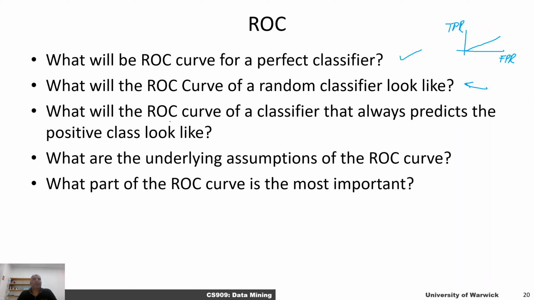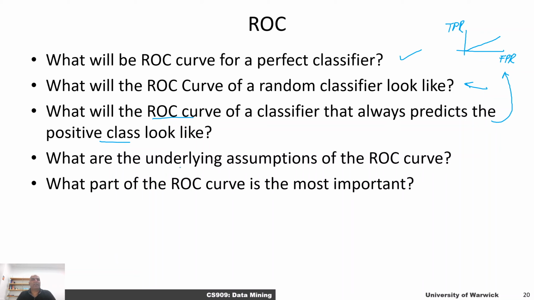Okay, what will be the ROC curve for a classifier that always predicts the positive class? What is its ROC curve going to look like? And the answer is again the same thing as the random classifier. But I want you to think about why that would be the case.